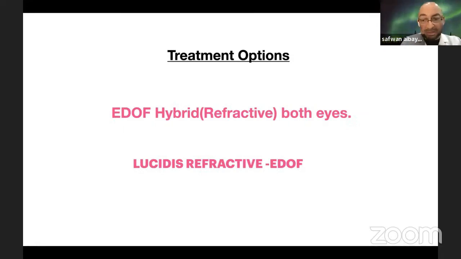So, but it doesn't mean that we can implant any EDOF hybrid in any patient. As Dr. Salah said, it should be customized to the patient. So that's why I present this.